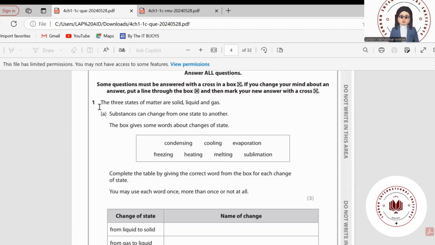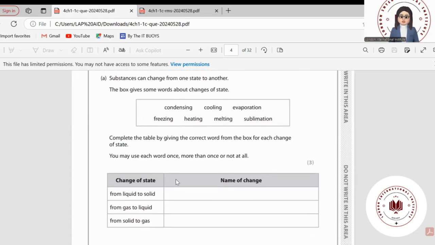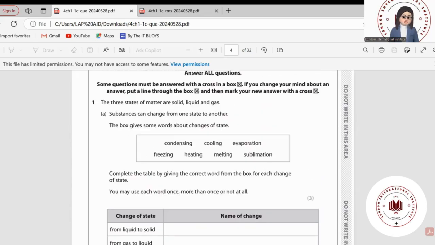A. The 3 states of matter are solid, liquid, and gas. For question number 1A, substances can change from one state to another. The box gives some words about changes of state: condensing, cooling, evaporation, freezing, heating, melting, sublimation. Complete the table by giving the correct word from the box for each change of state. You may use each word once, more than once, or not at all. We are given 3 boxes to fill up, and we have 7 words.